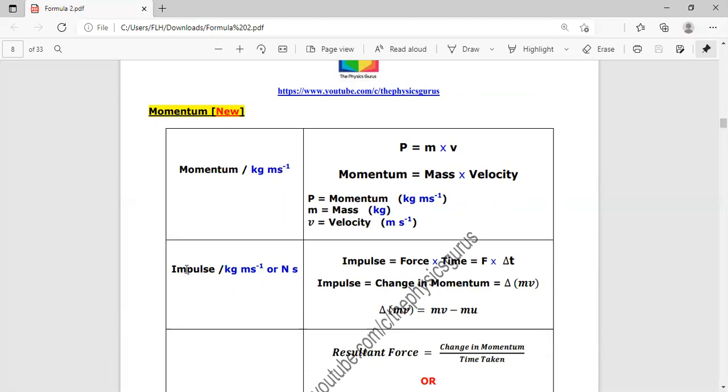Impulse is the alternate name of momentum, you might say, and impulse is like that. It is the duration during which force acts on the body. And formula of impulse is equal to force into time, F into t. So impulse is also equal to change in momentum, that is delta m into v, and change in momentum can be calculated by final momentum minus initial momentum.